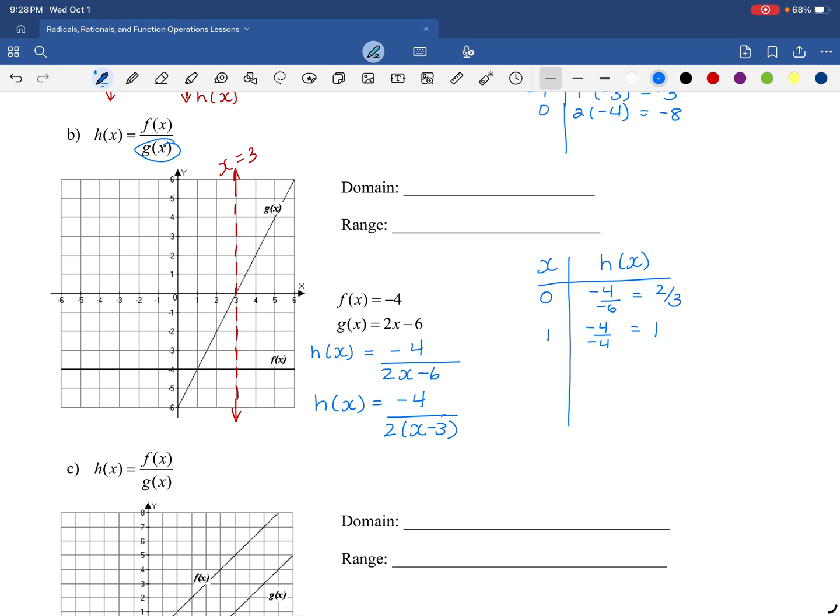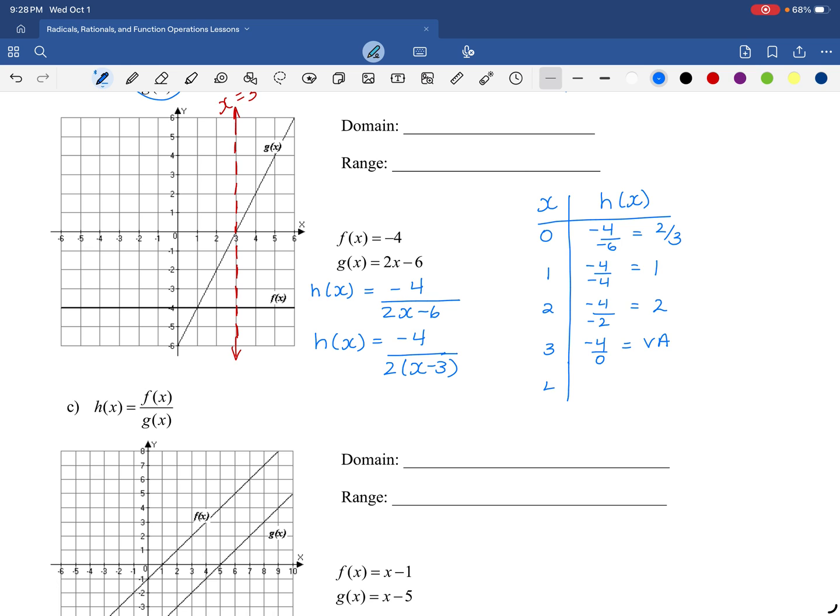Okay, let's move on. When x is equal to 1, I see that both my values are equal to -4. So it's like you're saying -4 over -4, so this is going to give you a positive 1. Okay, when x is equal to 2, what is function f? Function f is still -4. Function g is -2. So therefore, this is going to give us a 2. Okay, when x was 3, you ended up with that -4 over 0. So that's how you get that vertical asymptote, but there it is algebraically proving itself. Okay, now what happens when x is 4? When x is 4, your function f is still -4, but your function g is now a 2. So therefore, you're going to get a -2.